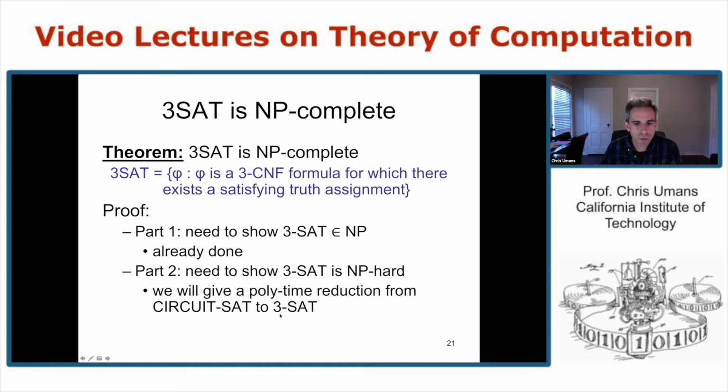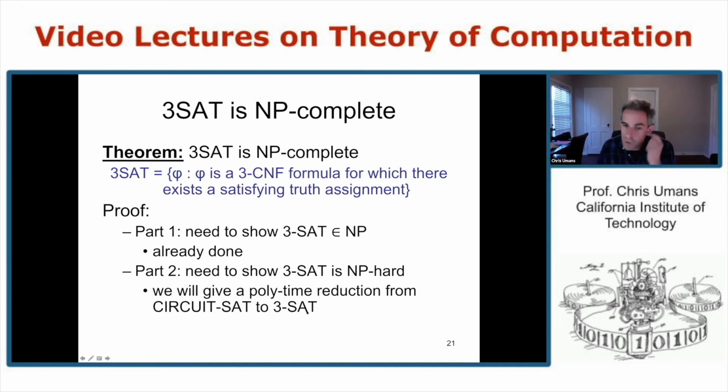And we want to produce an instance of 3-SAT, so we need to produce a 3CNF formula which has the same feature: if the circuit was satisfiable, then this formula should be satisfiable, meaning there's an assignment to the variables that makes it output 1. Or if the circuit SAT instance was not satisfiable, then there should be no way to set the variables here so that it outputs 1.